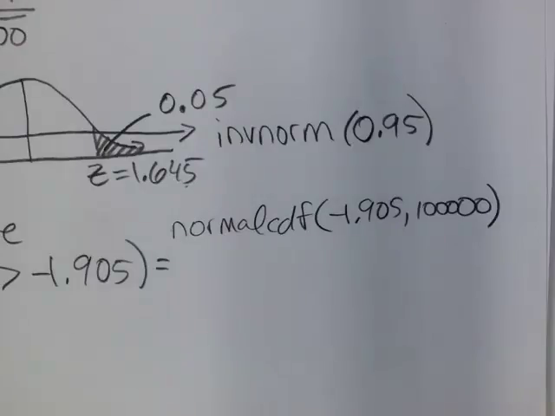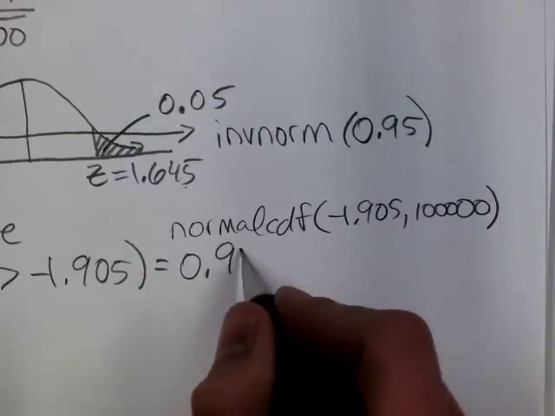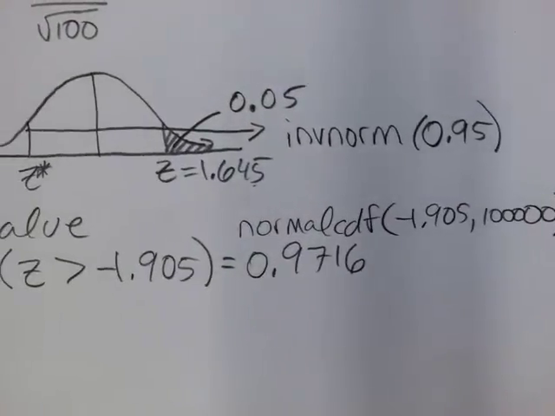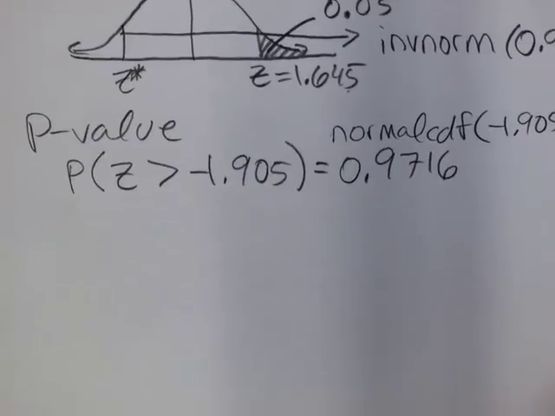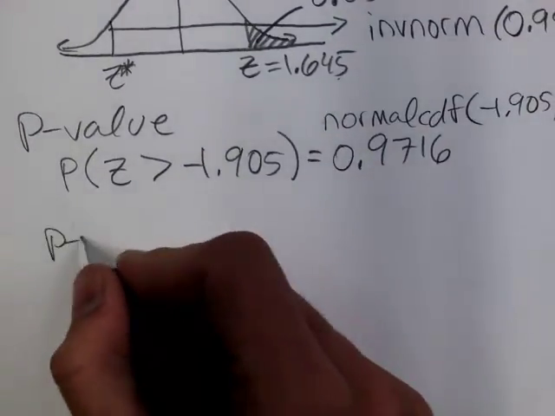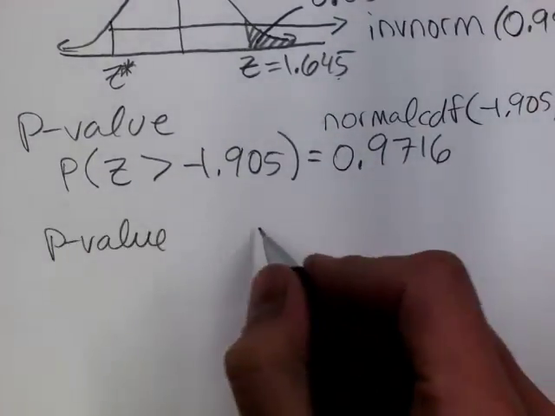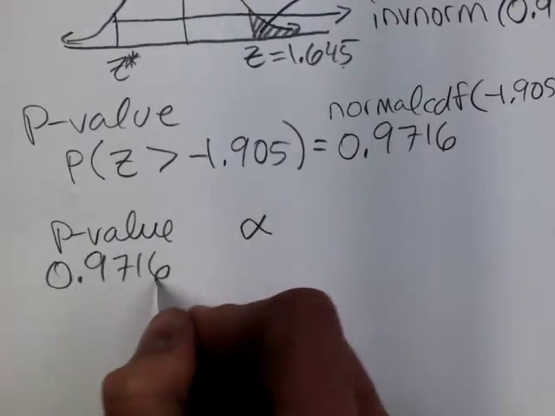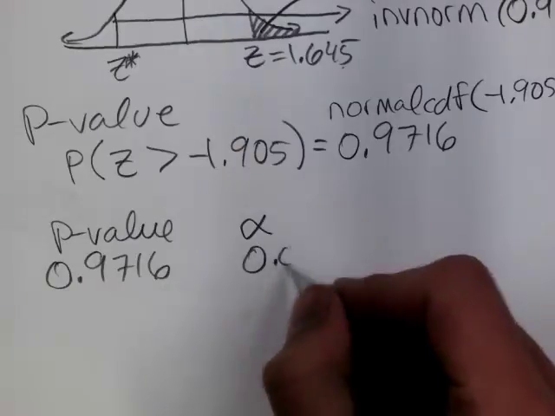Okay, so doing that, I get a p-value of 0.9716, approximately. Okay, so now let's go ahead and compare the p-value to our level of significance. The p-value is 0.9716. Our level of significance is 0.05.